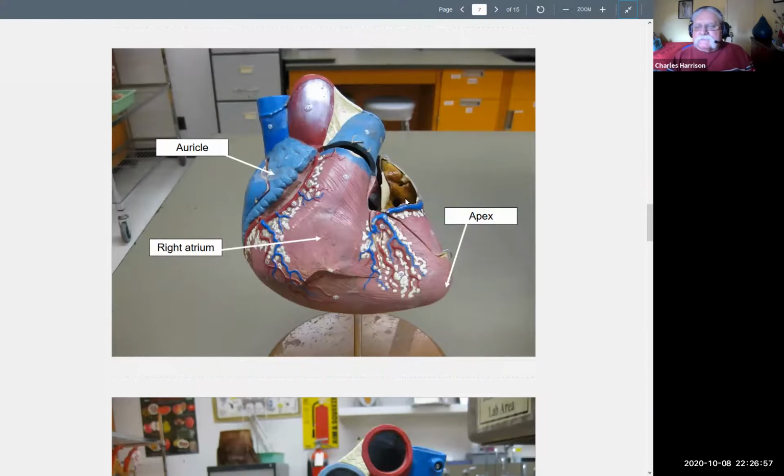This model got busted some time ago. Somebody dropped it, but it's still one of my favorites. Okay, what's labeled here is nothing. The apex is here.